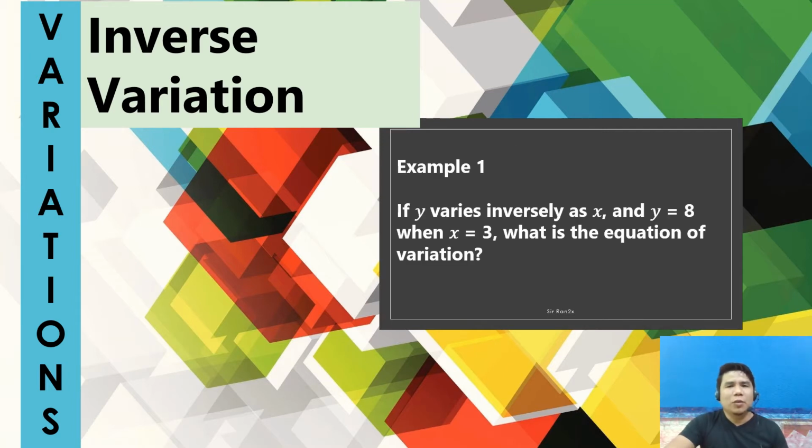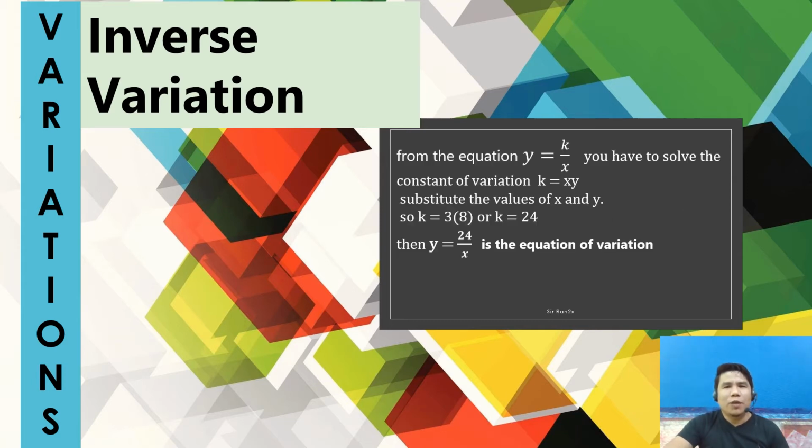We can further our understanding of the topic, inverse variation, by making use of examples. Example: if y varies inversely as x and y is equal to 8 when x is equal to 3, what is the equation of variation? Okay, the question is, what is the equation of the variation? Very simple.